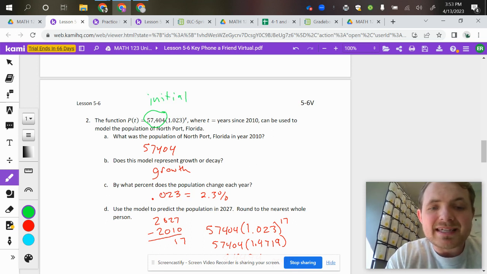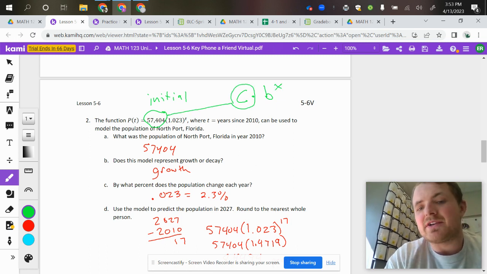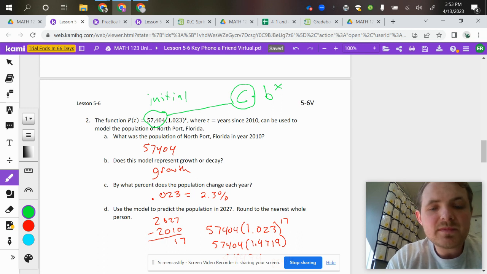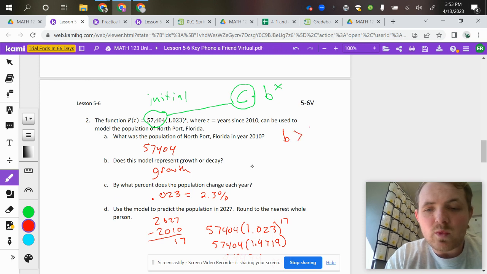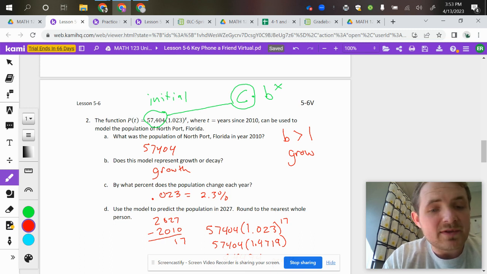So the initial value is that number out in front of the parentheses, because remember it was c times b to the x power. That initial is that c value right there. Okay. Now, does this model represent growth or decay? If you have a b value greater than 1, that means you are growing. Okay, so my b value is a little bit bigger than 1, but even though it's bigger, we would still say that that is growing.